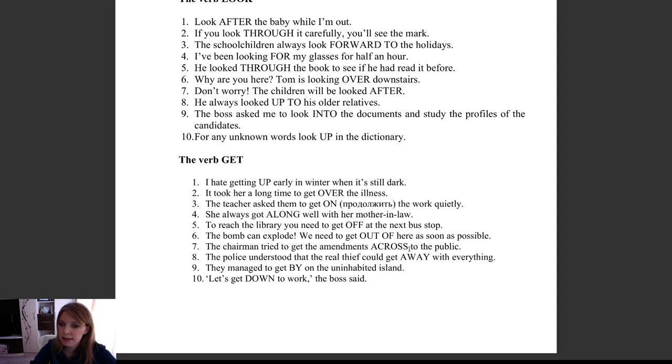Number eight, the police understood that the real thief could get away with everything. Полиция, так, so the verb to get away here means, что ему все сойдет с рук, вору, настоящему вору все сошло с рук, could get away. Number nine, they managed to get by on the uninhabited island. Им удалось выжить, to get by, in the meaning to survive. And number 10, let's get down to work, the boss said. So to get down to work means to start.